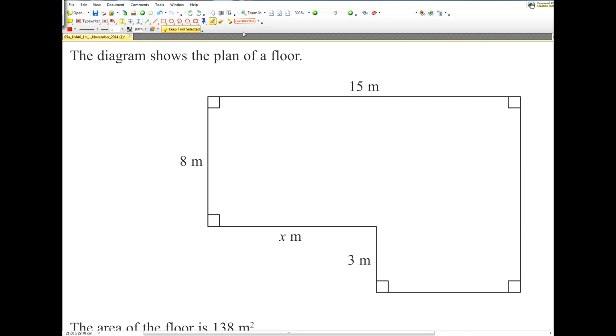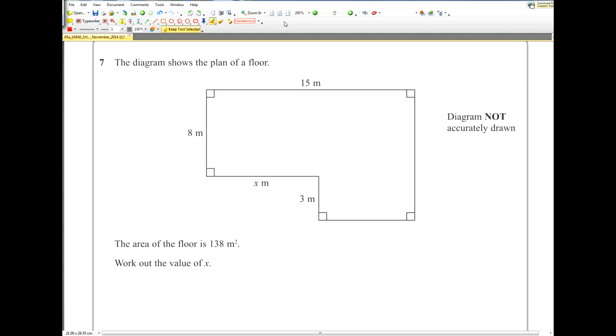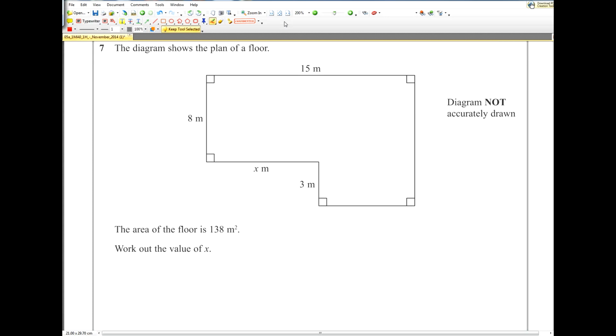Okay, whoa, that is just too big now. Oh, that's a bit better. And we'll have to squeeze everything on there. Nice. Okay, right, here we go.